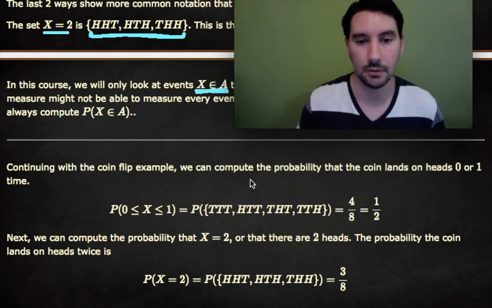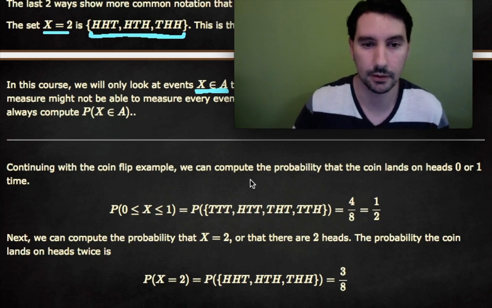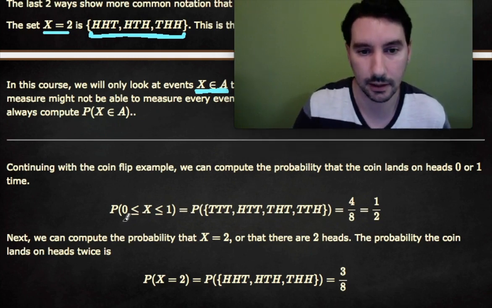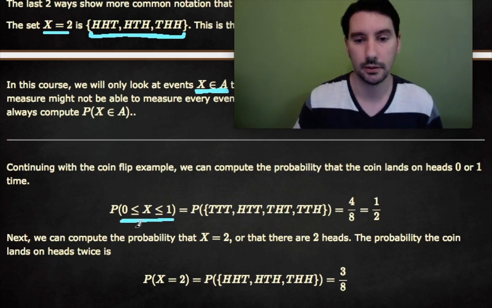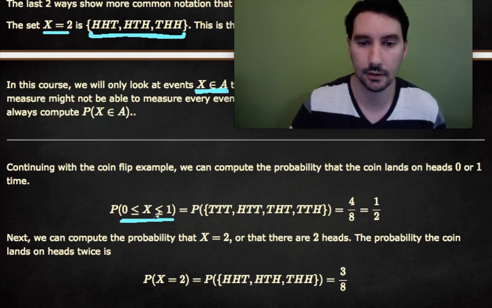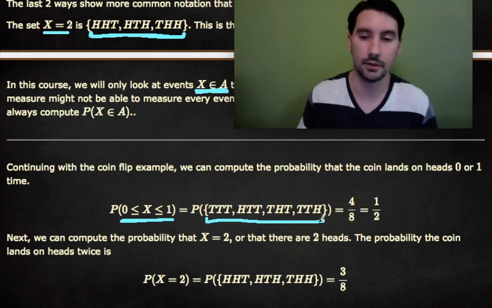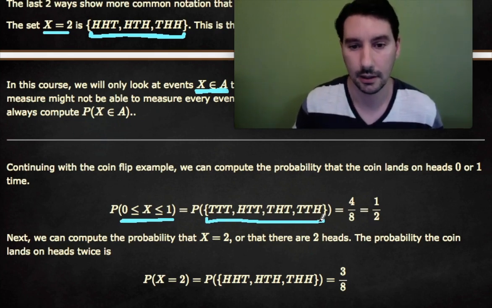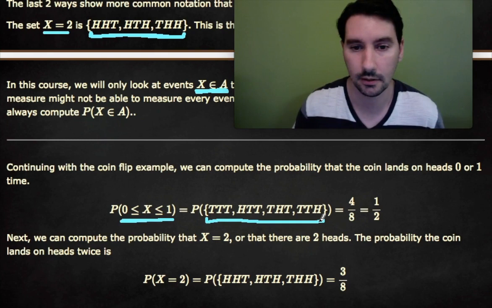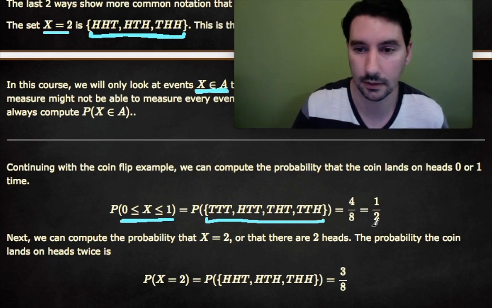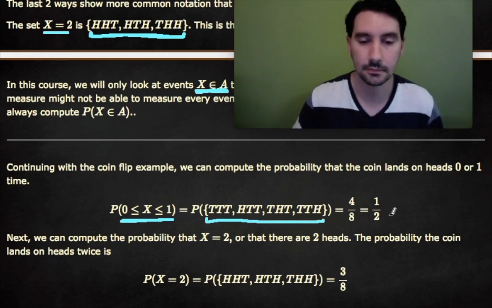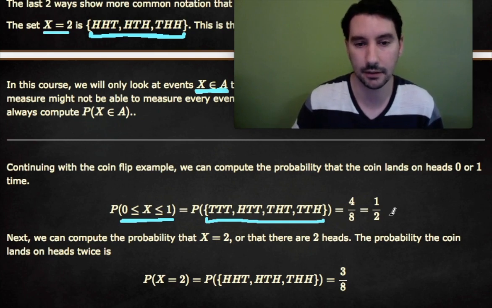And we can also compute the probability of such events. So say we wanted to know the probability that 0 is less than or equal to X is less than or equal to 1. Well, we just saw that that is the event of these 4 points: tails, tails, tails; heads, tails, tails; tails, heads, tails; or tails, tails, heads. One of those must occur. And each one of these has probability 1/8. So since there are 4 points, there's a 4/8 chance that this happens, or 1/2. So there's a 1/2 chance that 0 is less than or equal to X is less than or equal to 1. And that's how random variables work.